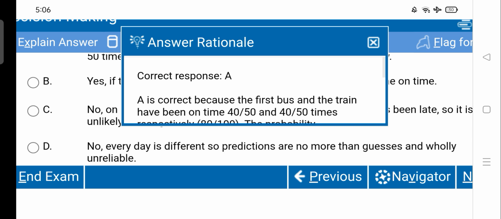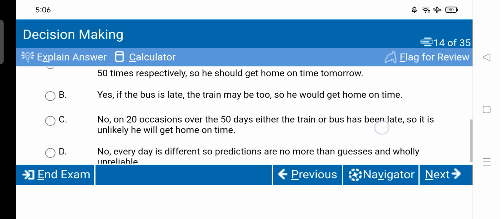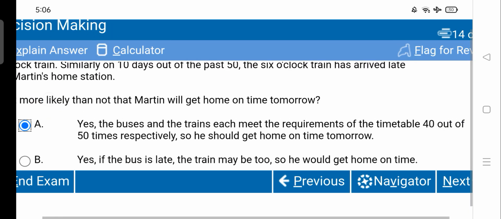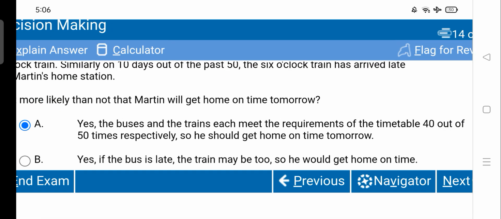So here we have the correct option, option A, which says yes, the buses and the trains each meet the requirements of the timetable 40 out of 50 times respectively. So he should get home on time tomorrow.